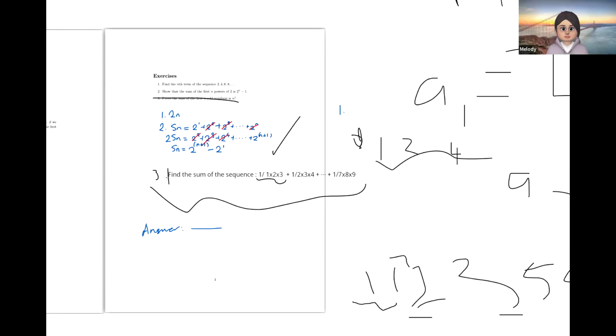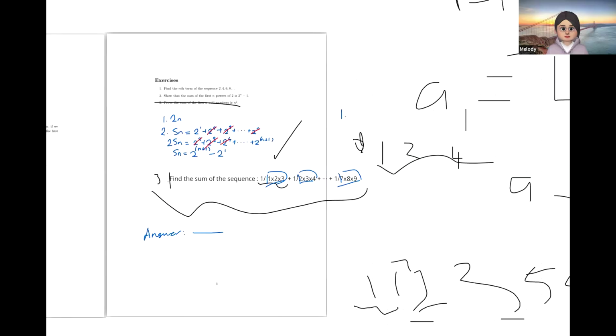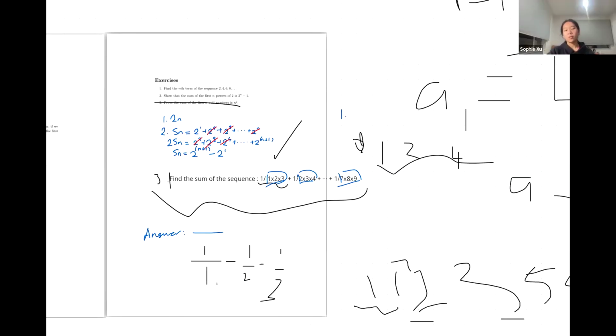I'm just timesing this bit together and then seeing if there's a pattern. Mm-hmm. Okay. And then it's basically 1 over 1 minus 1 over 2, 1 over 2 minus 1 over 3. You're thinking that's 1 over 1 minus 1 over 2 minus 1 over 3. Yeah. Okay, so you get that's 1 over 2 minus 1.